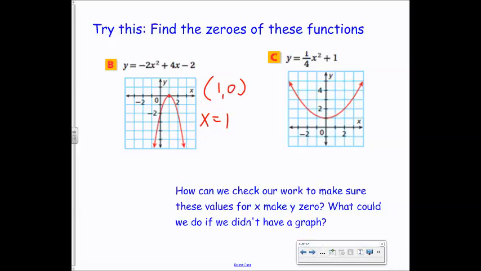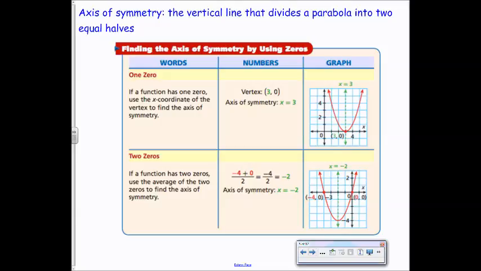Plug it in and it should give you what? 0. Okay, I trust that you guys can read a graph, so I'm not going to make you plug it back in. But if you're ever unsure, plug it back in and check and see. Okay, so here are our options. Again, you can have 1, 0 or 2 zeros.